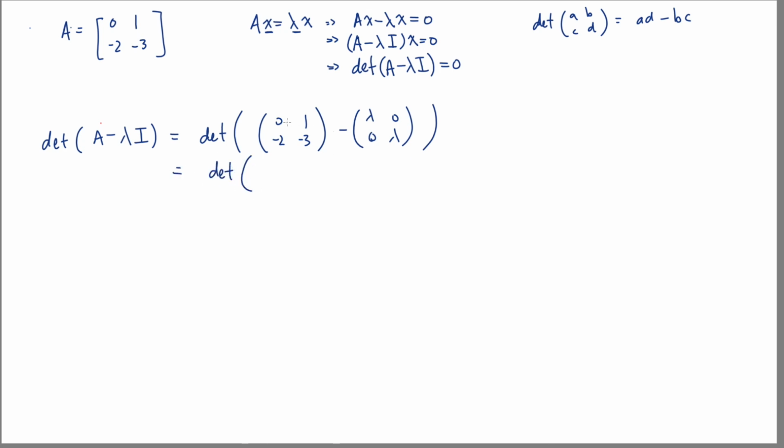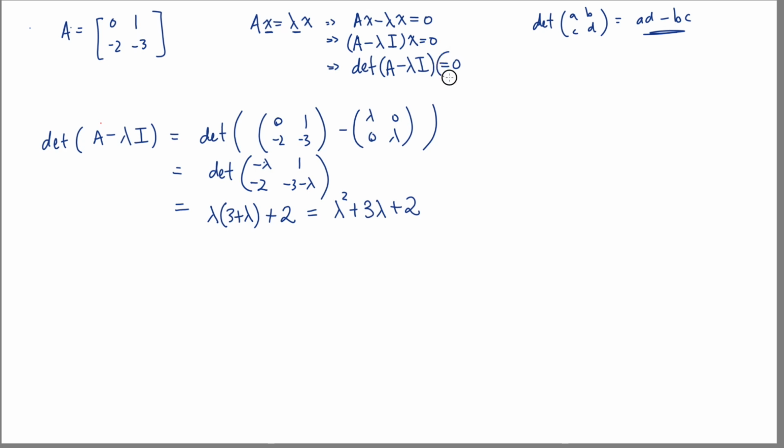And that's going to be, well, let's look at the first component, 0 minus lambda. So we'll get negative lambda, 1, negative 2, and negative 3 minus lambda. And using this formula up here, negative lambda times negative 3 minus lambda is lambda times 3 plus lambda, minus 1 times negative 2, that's plus 2. And this is equal to lambda squared plus 3 lambda plus 2.